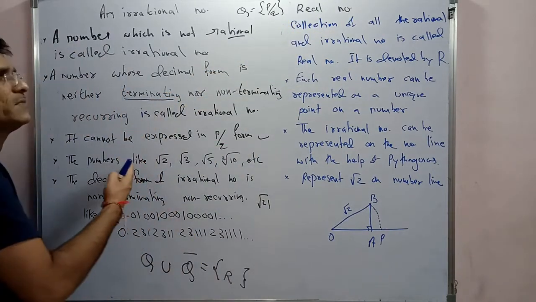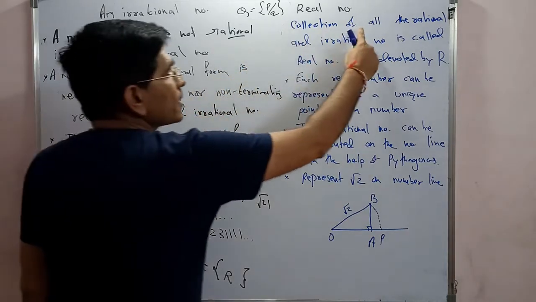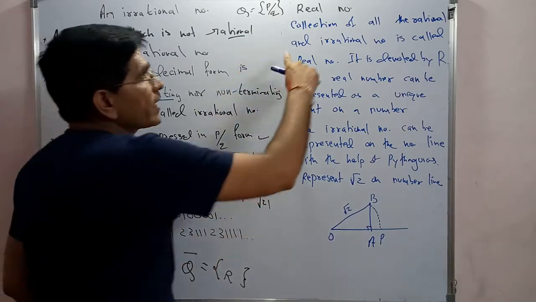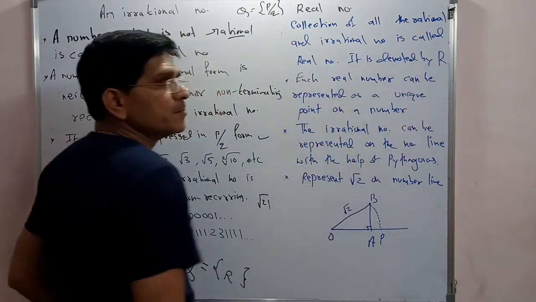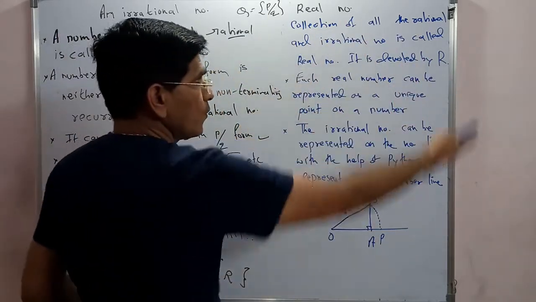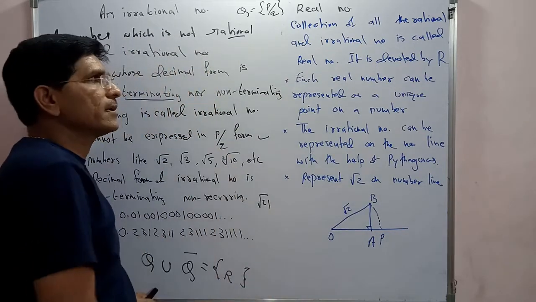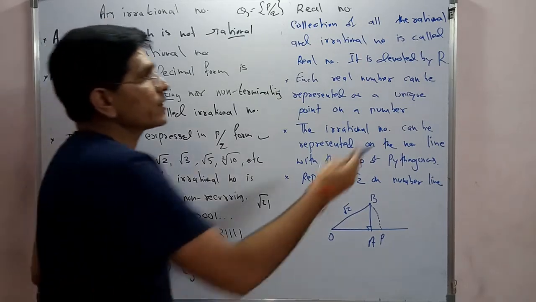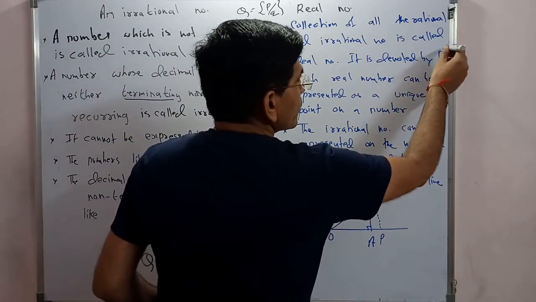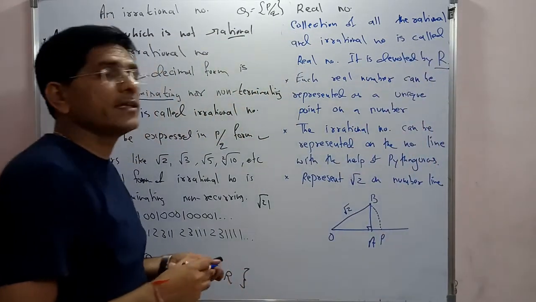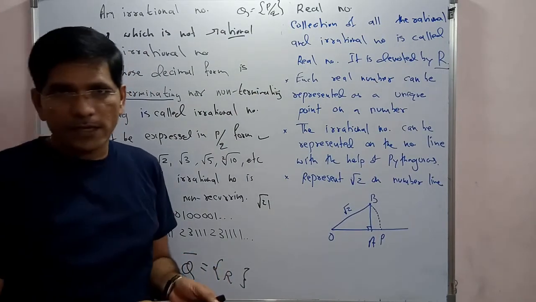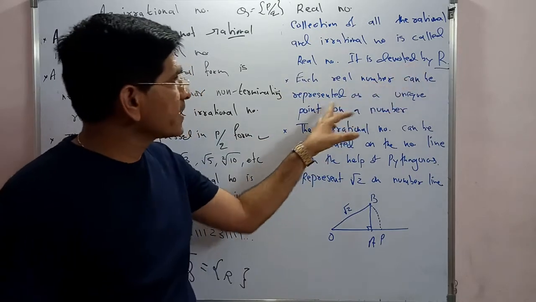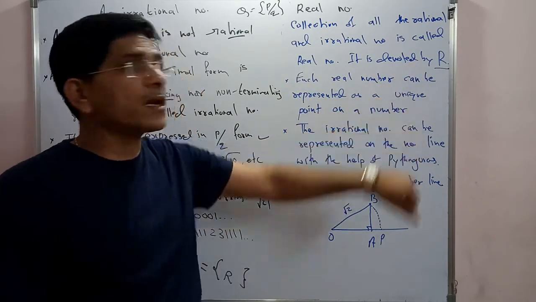So already we know that collection of all rational number and irrational number is called real number. It is denoted by R. Each real number can be represented as a unique point on number line.